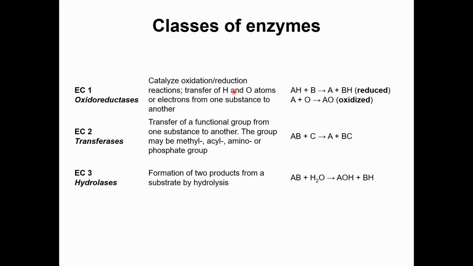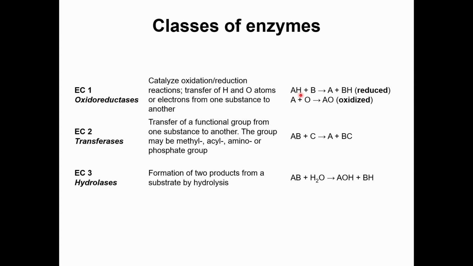So enzymes do many different chemical reactions, and I'm just going to put up two slides that will show you a handful of the most prevalent classes of enzymes, families of enzymes, if you will. So there are oxidoreductases, and these are enzymes that catalyze oxidation reduction reactions, which means they're transferring hydrogen and oxygen atoms from one substance to another.